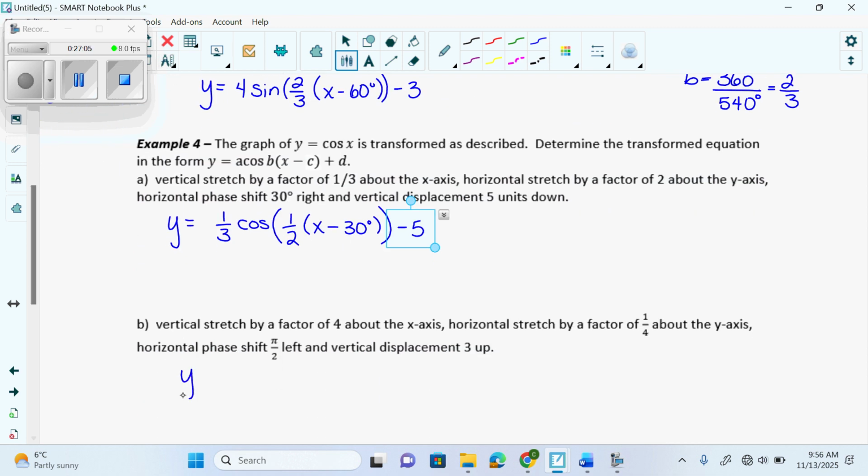This one would be vertical stretch by factor of 4. Cos, horizontal stretch by 1/4, so I get 4. Horizontal phase shift, x plus pi over 2. Make it left, then plus 3.